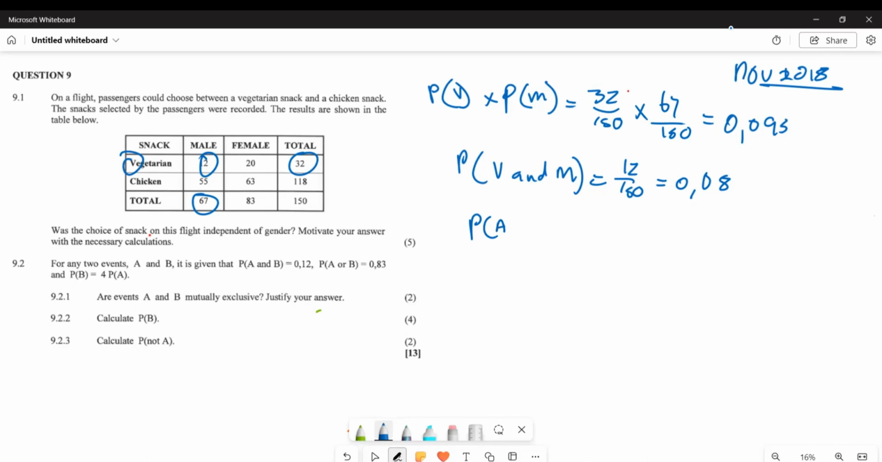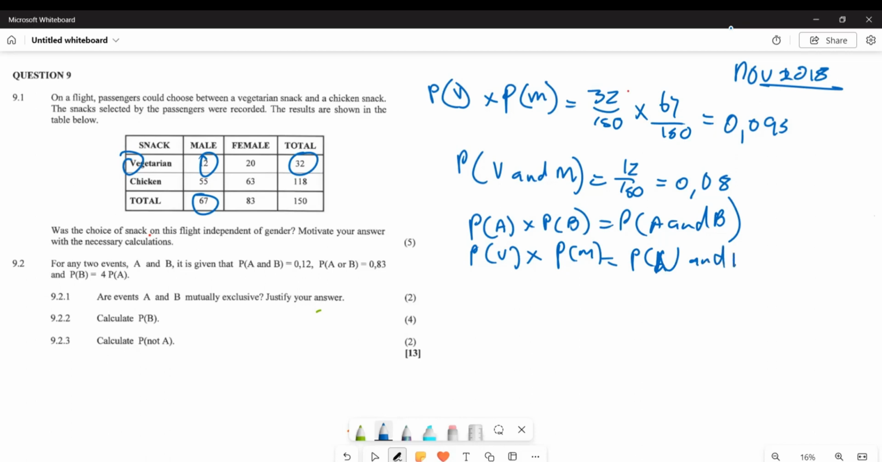And now, according to the independence formula, isn't it that the probability of A multiplied by the probability of B must be equal to the probability of A and B? So in this case, the probability of vegetarian multiplied by the probability of male must be equal to the probability of vegetarian and male. But in this context, on this side we have 0.095, which is not equal to 0.08. These two values are not equal.